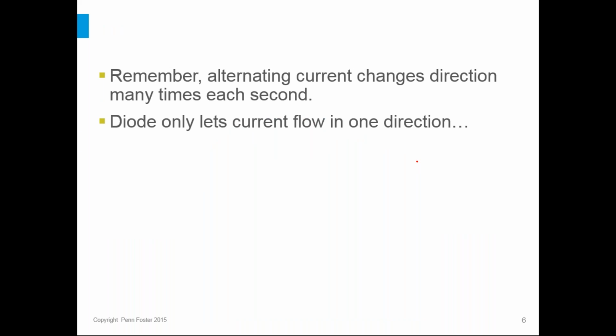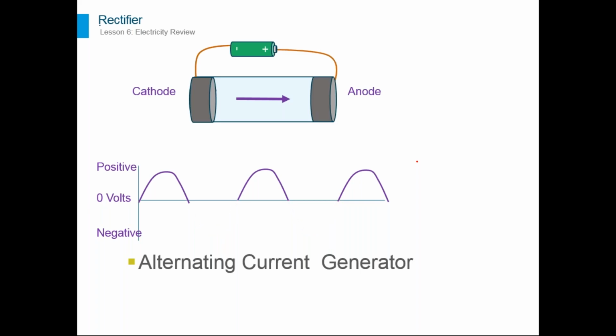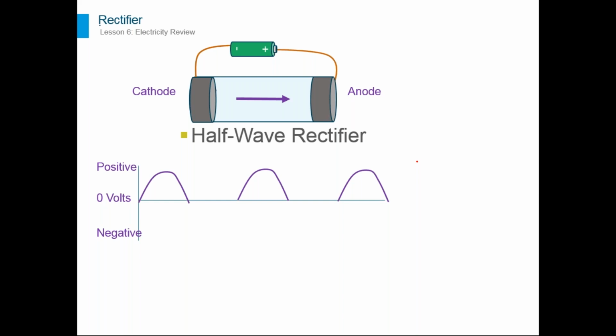We need to remember for this next part to make sense, alternating current changes direction many times each second. So since a diode only lets current flow in one direction, using a diode on an alternating current gives an interesting result. The alternating current normally switches from positive to negative, but the diode doesn't let that happen. So the negative parts get cut out and we're left with the positive half of the wave, with gaps in between. When a diode is used to do this, it's called a half-wave rectifier.